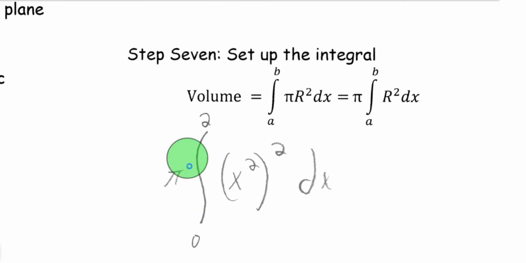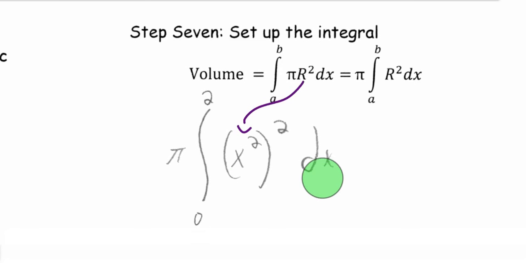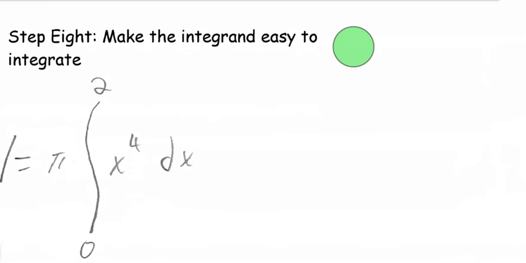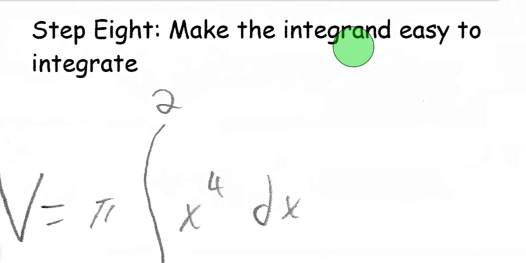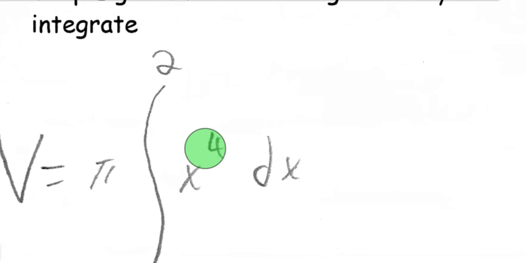So here we're going to go pi times the integral from 0 to 2 of each individual radius. Radius is just being replaced by x squared, since that's what it is for each individual one. We are squaring it because the area of a circle is pi r squared, and then don't forget your dx. So step 7, again, is just to set up that integral. Step 8, make the integrand easy to integrate. If you square x squared, you get x to the 4th. And now we're ready to go.